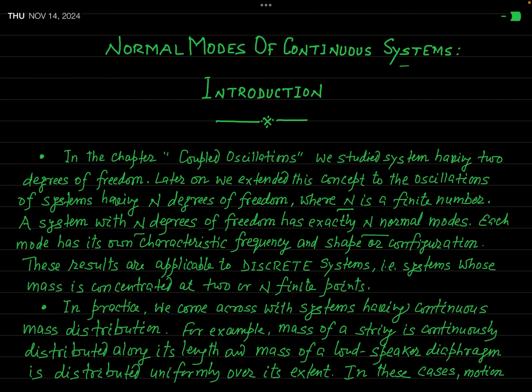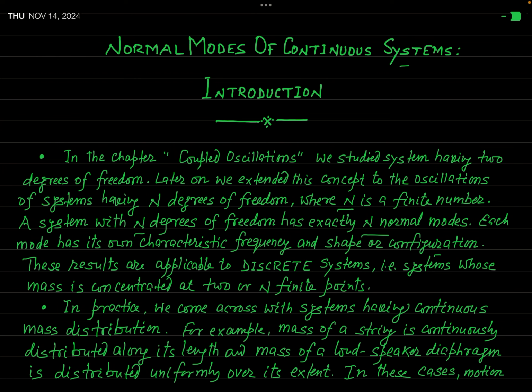Each mode has its own characteristic frequency and its own characteristic shape and configuration. We have also seen this fact in my previous videos on the chapter coupled oscillations. In fact, in each mode, all the moving parts of the system pass through the equilibrium positions simultaneously. That is, each moving part has the same constant phase which is determined by the initial conditions. Okay?